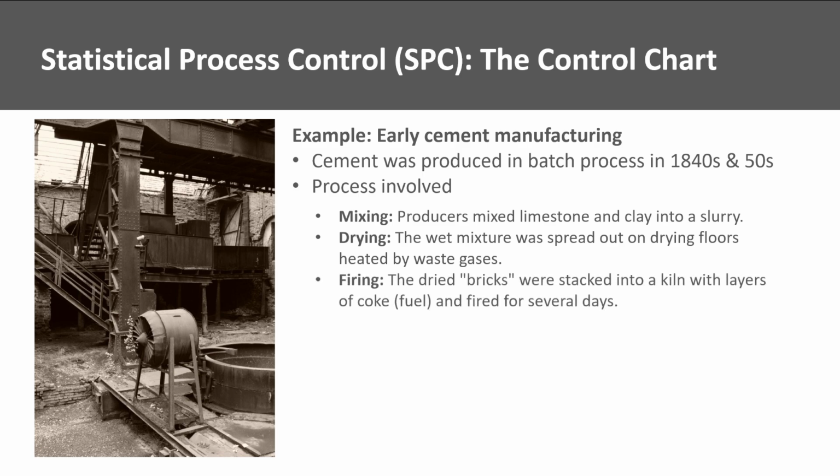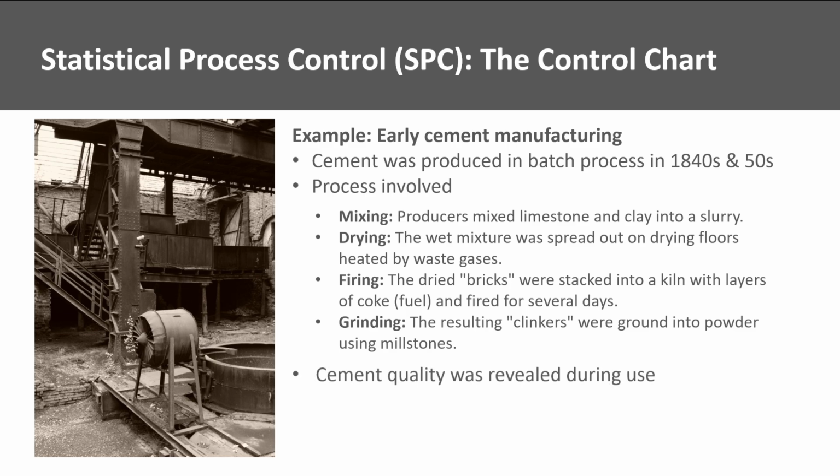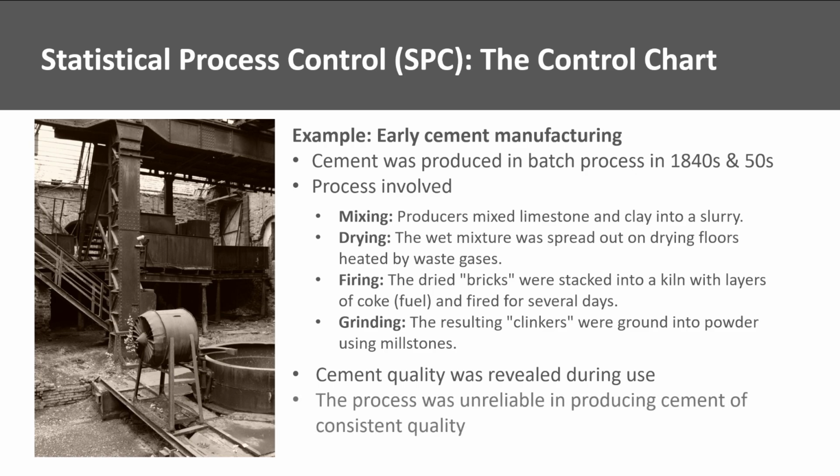Firing, that is, the dried bricks were stacked into a kiln with layers of coke acting as fuel and fired for several days. And finally, grinding, that is, the resulting clinkers were ground into powder using millstones. The only way to know if a batch was good was to wait until it was ground and used in construction. In short, the manufacturing process was unreliable, inconsistently producing cement of a certain quality.